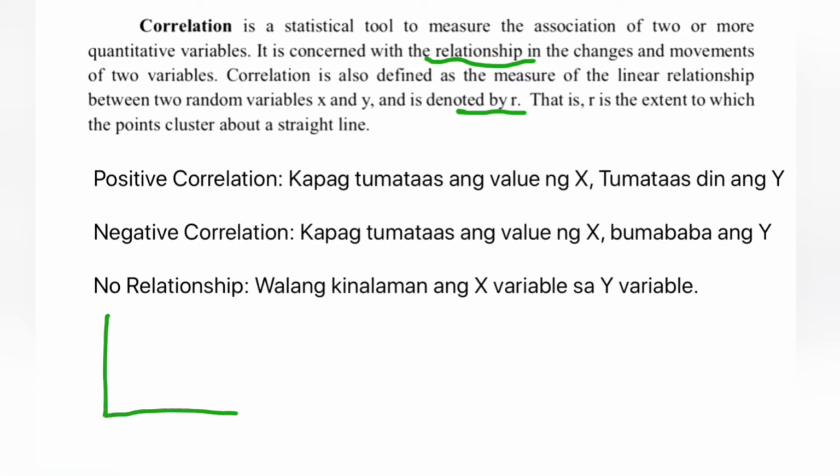So, let's have an example here. Ito yung example ng isang positive correlation. Okay? Wherein yung clustering ng scores niya from x and y values, pareho silang tumataas. Again, this is positive. Kapag naman negative, ganito siya.